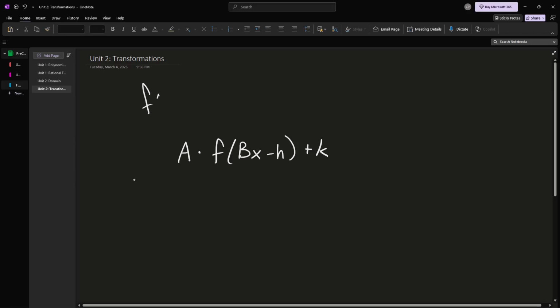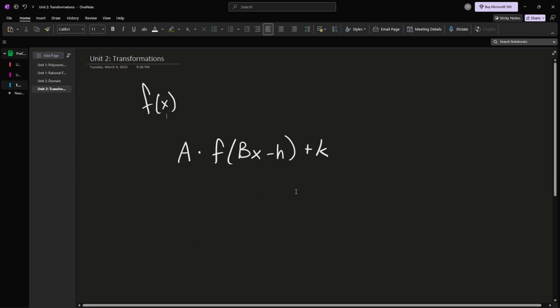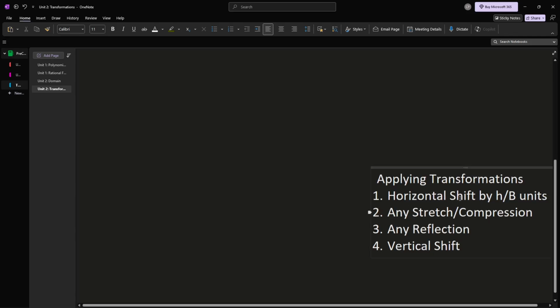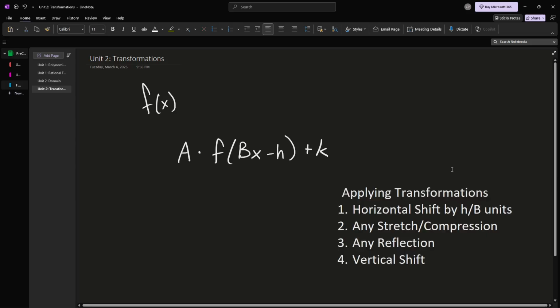But if you're given a function f(x), the transformation that can be applied is a times f(bx - h) + k. A lot is happening here, but all this boils down to is translations, shifts, we have stretches and compressions, and we have reflections. So these three types. And there's a certain order that we need to keep in mind as we do these.